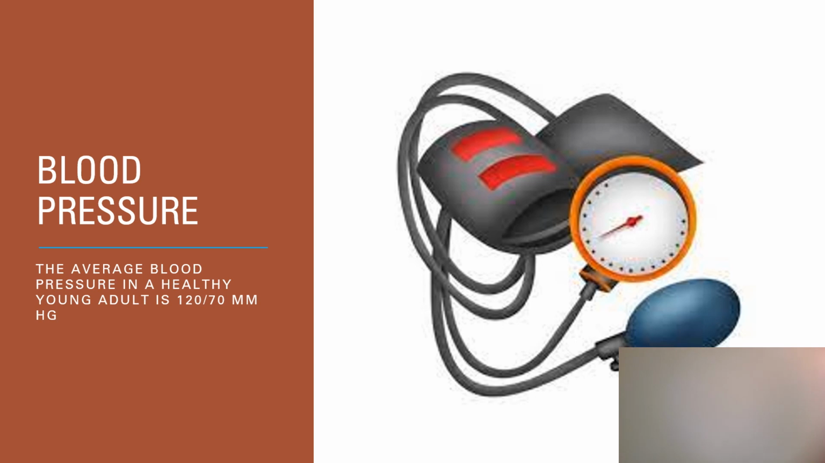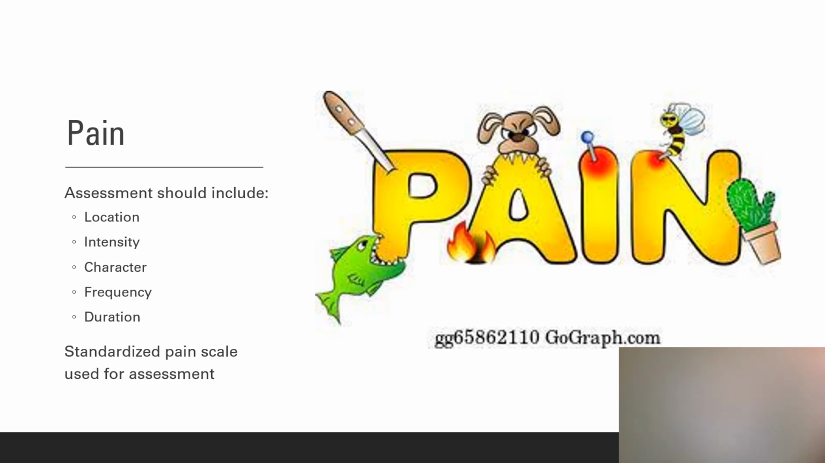The difference in the systolic and diastolic pressures is what we call the pulse pressure. Pain is also considered a vital sign, and the assessment needs to include the location, the intensity of the pain, the character of the pain. Is it sharp? Is it stabbing? Is it throbbing? Is it burning? Etc. How often do they have that pain? So what's the frequency? Is it continuous or does it come and go? And how long has this been going on?